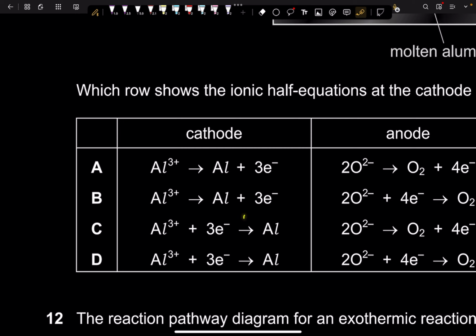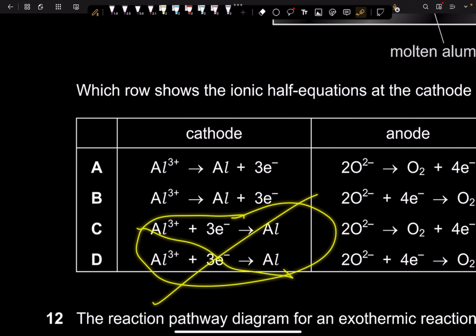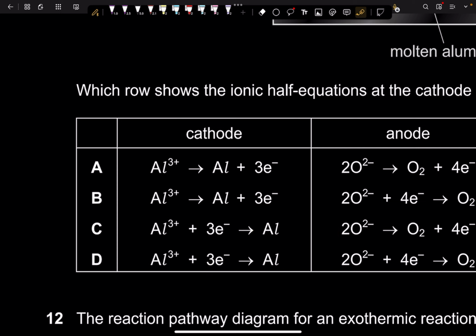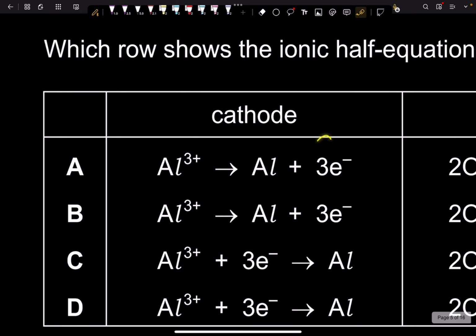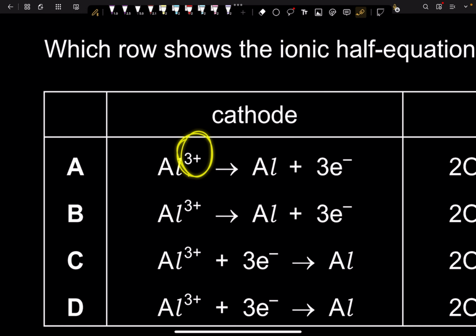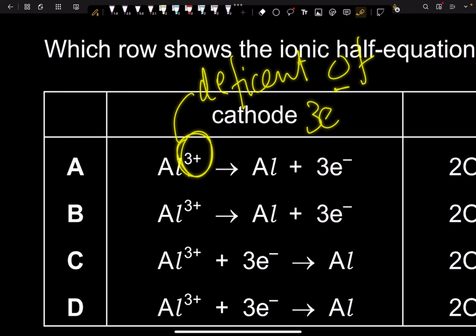This is not the way we write equations, we need to write these. Sorry, one second, this is not the way we write equations. How can you take 3 electrons out of a 3 plus ion which is deficient of 3 electrons? It needs 3 electrons, and you are taking 3 electrons out of it to make aluminum.